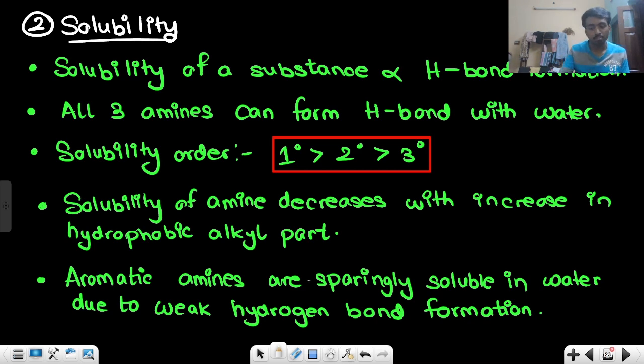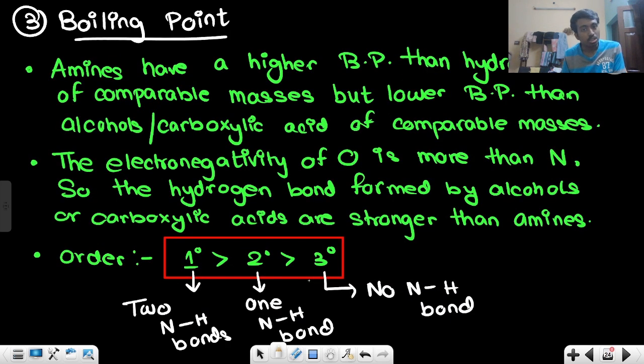Then boiling point. Amines have a higher boiling point than hydrocarbons of comparable masses but lower boiling point than alcohols or carboxylic acid. Why? What did I say? Amines will have higher boiling point than the hydrocarbons of comparable mass, but the boiling point of amines will be less than the alcohols or carboxylic acid of comparable mass.